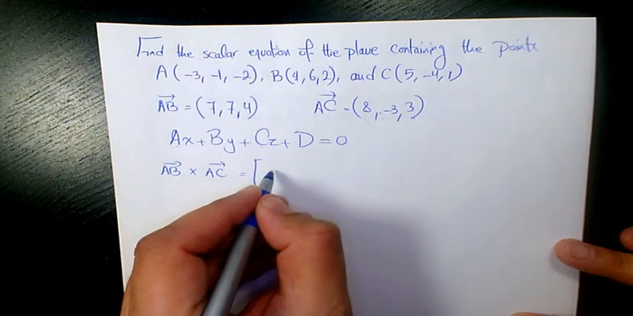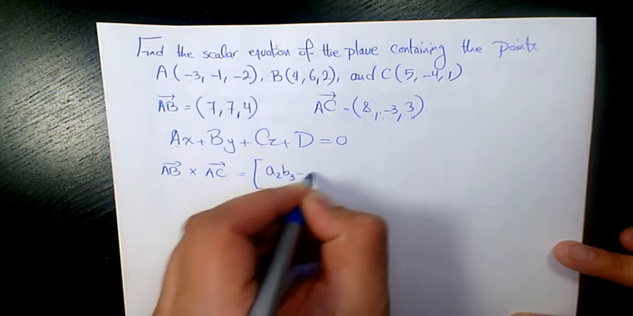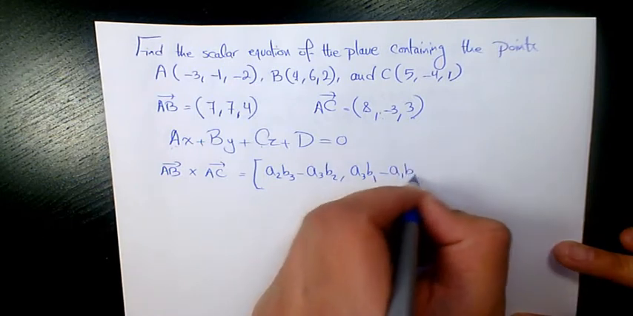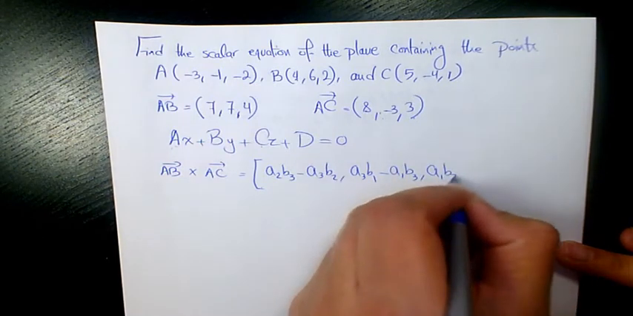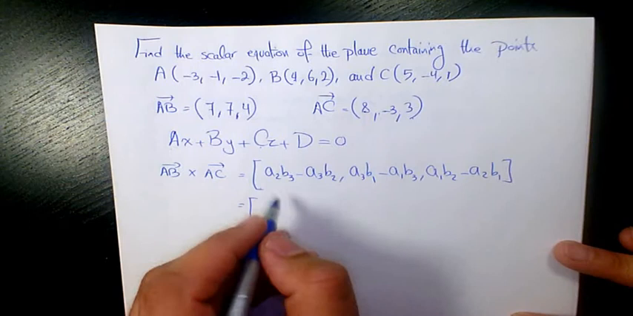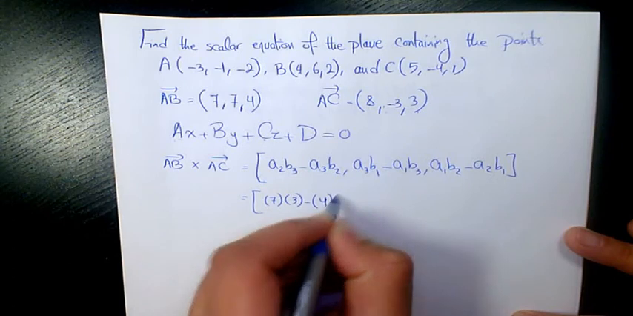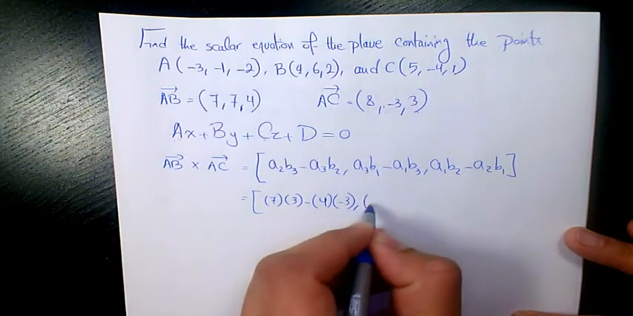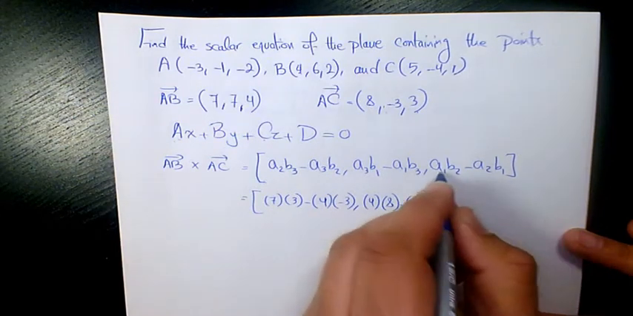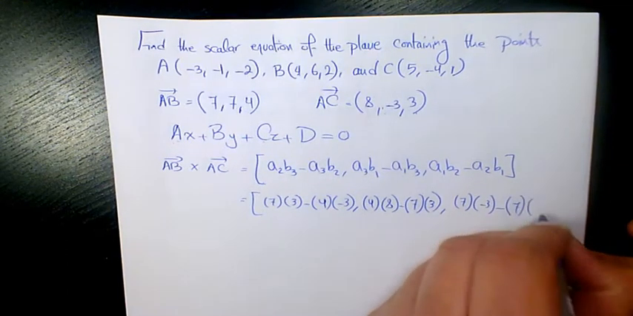That makes it as A2B3 minus A3B2, A3B1 minus A1B3, then we have A1B2 minus A2B1. Make it as: A2 is 7, B3 is 3, A3 is 4, B2 is negative 3, A3 is 4, B1 is 8, A1 is 7, B3 is 3, A1 is 7, B2 is negative 3, A2 is 7, B1 is 8.